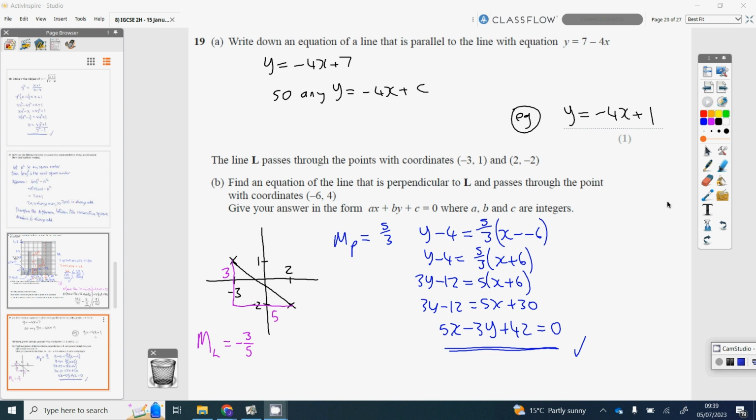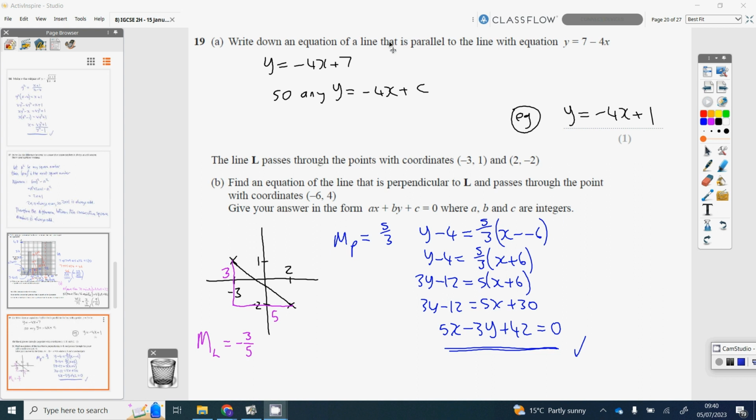Question 19, part A. I'm just going to rewrite that in the usual format, putting the x term first. So y equals minus 4x plus 7. Now remember, the coefficient of x, the minus 4, that's the gradient, that's the slope, that's m. And then the number on the end, c, that's my y-intercept, the plus 7. So y equals mx plus c.